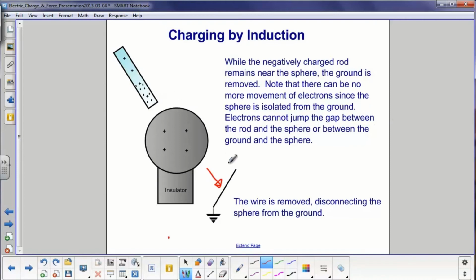Now, note, there can be no more movement of electrons into the sphere. The insulator is protecting it from ground. We've opened up this connection so no electrons can flow there. They cannot jump the gap between the rod and the sphere or between the ground and the sphere. There's no jumping of electrons up here. Air is too good of an insulator.